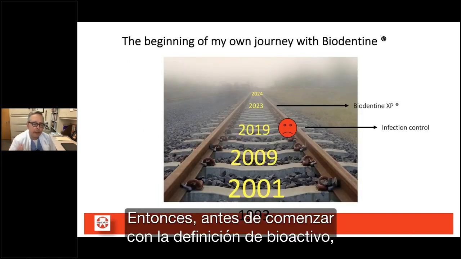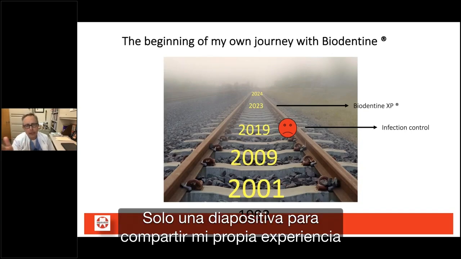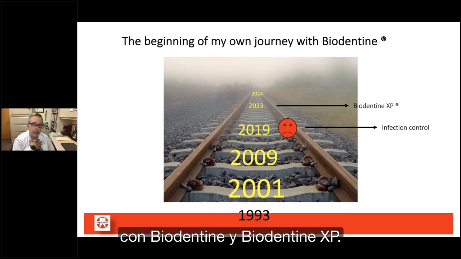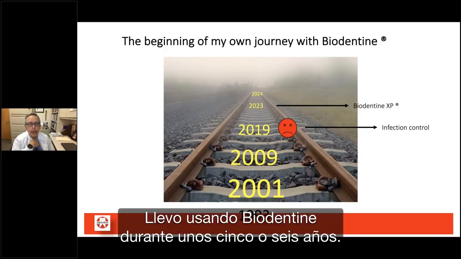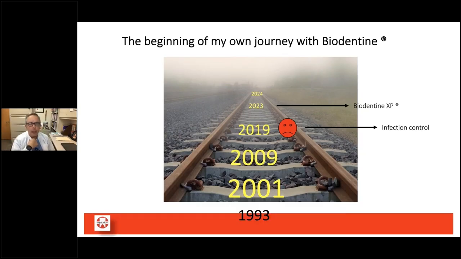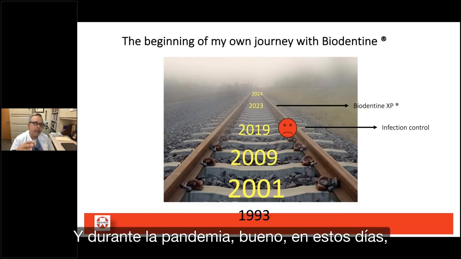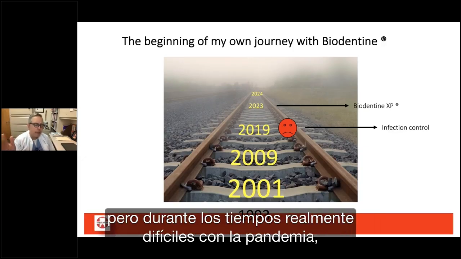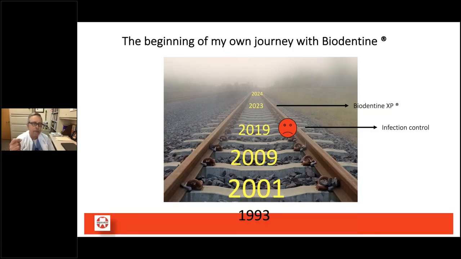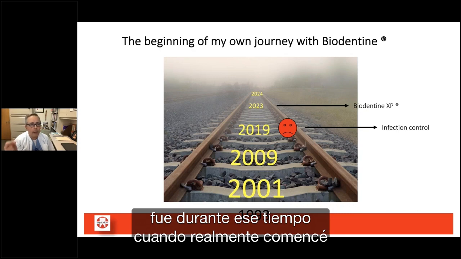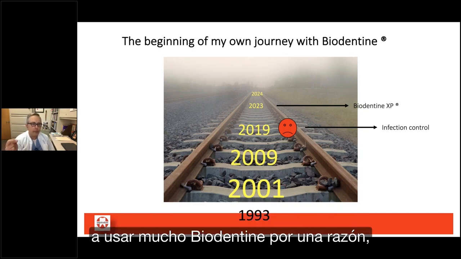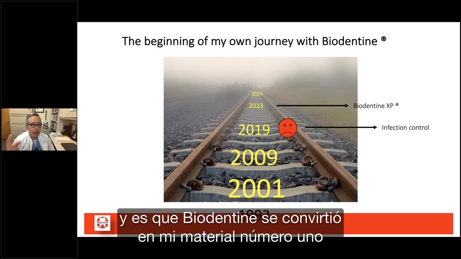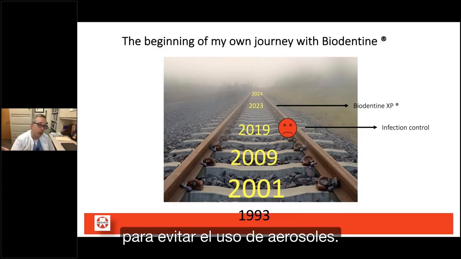Before we start with the definition of bioactive, I just want one slide to share my own experience with Biodentine and Biodentine XP. I have been using Biodentine for about 5 to 6 years. During the pandemic, well, in these days we cannot say yet that we are completely out of COVID, but during the really difficult times of the pandemic, I really started to use a lot of Biodentine, for one reason: Biodentine became my number 1 material to avoid the use of aerosols.